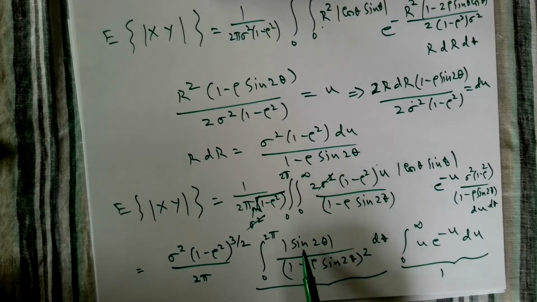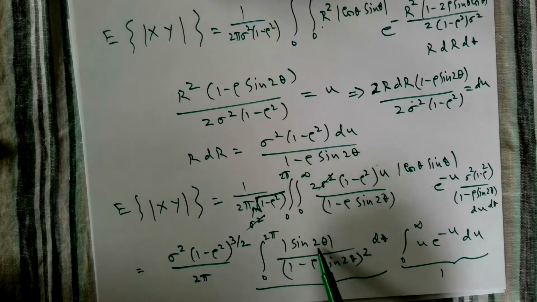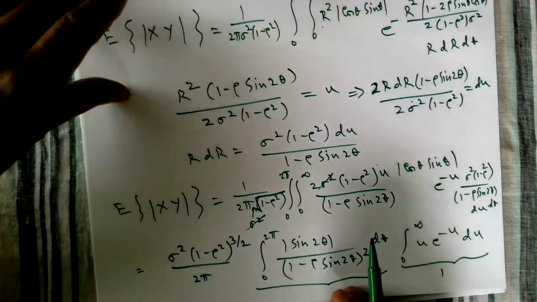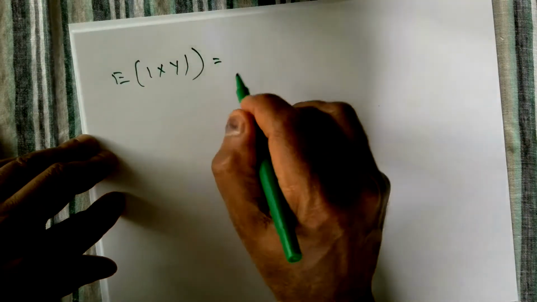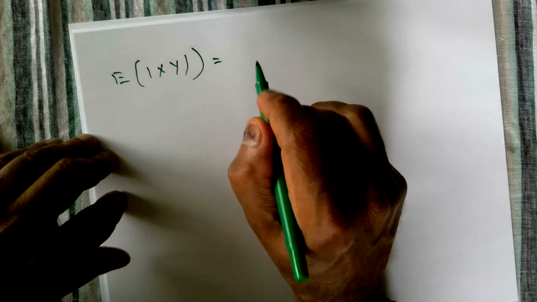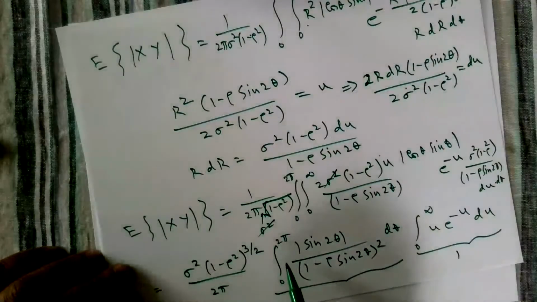Because of the symmetry, this integral from 0 to 2 pi, because of the 2 theta here, essentially goes to 4 theta. So this is 2 times the integral from 0 to pi. So the expected value of the absolute value of xy is 2 times, so the 2 cancels, giving us pi.